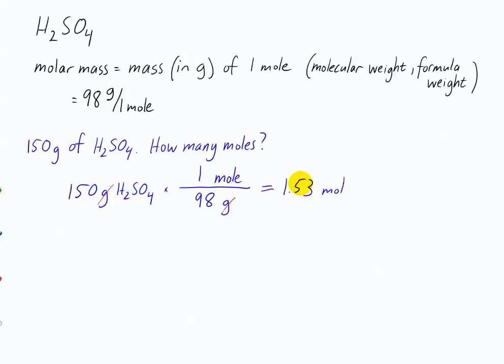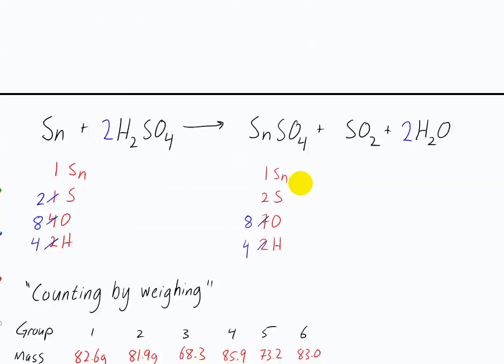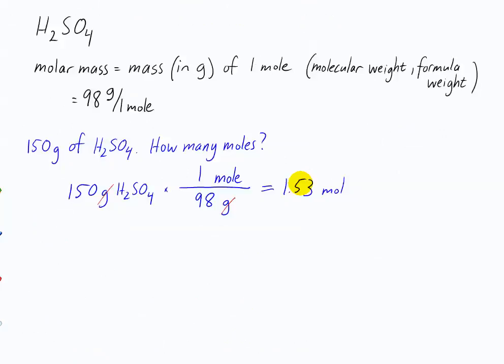So let's go back up to that equation. This one here. I'm going to rewrite it down here. Remember this equation? Tin plus 2 sulfuric acid gave us tin sulfate plus SO2 plus 2 water. That was a 1, right? Yeah. So remember that equation?